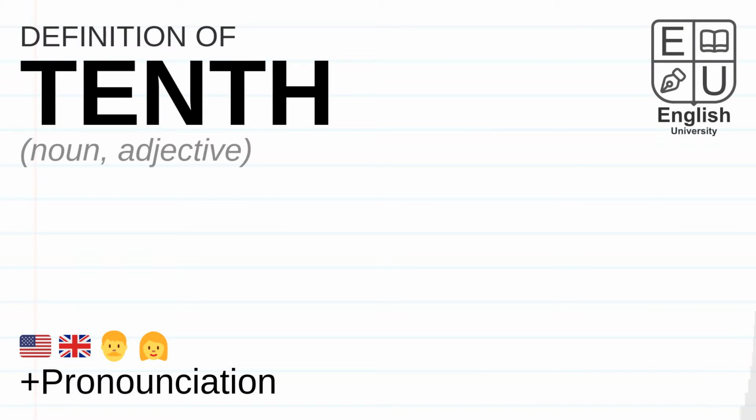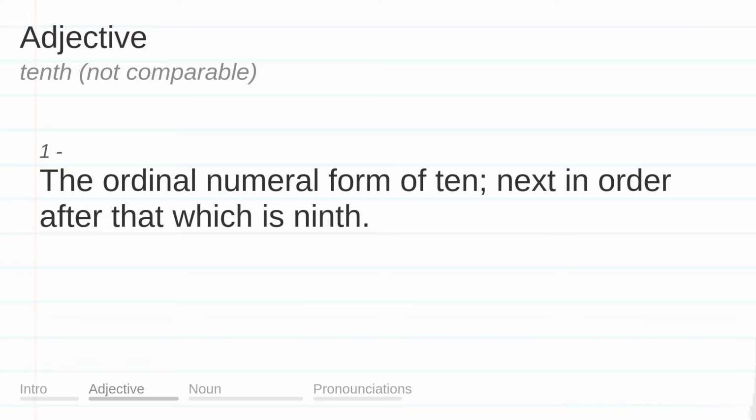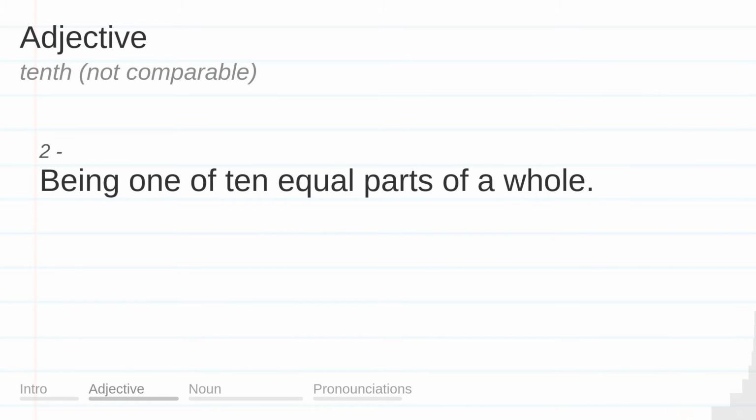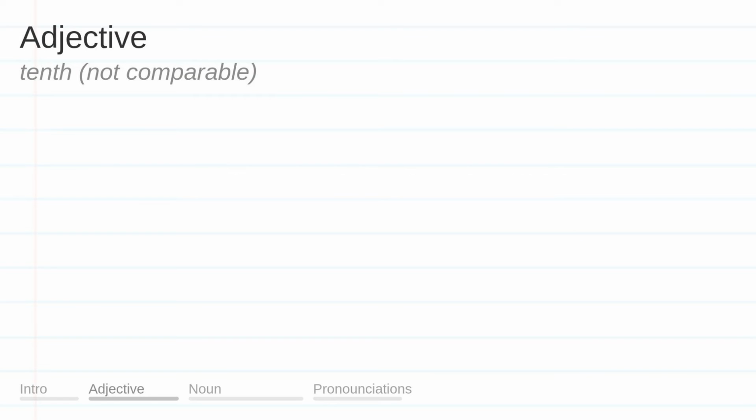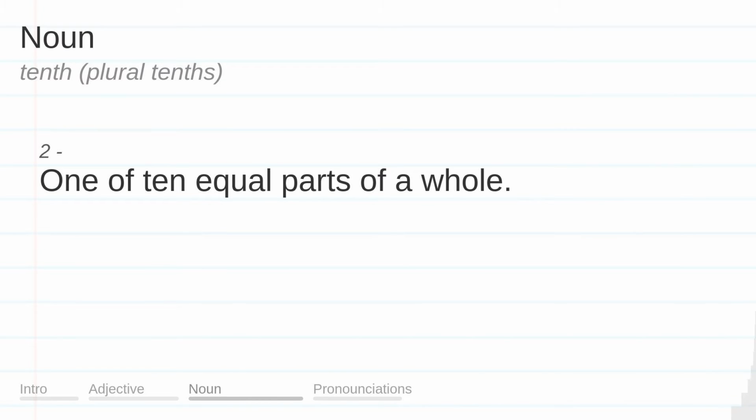Definition of the word "tenth." Adjective. The ordinal numeral form of 10, next in order after that which is ninth. Being one of 10 equal parts of a whole. Noun. The person or thing coming next after the ninth in a series, that which is in the 10th position. One of 10 equal parts of a whole.